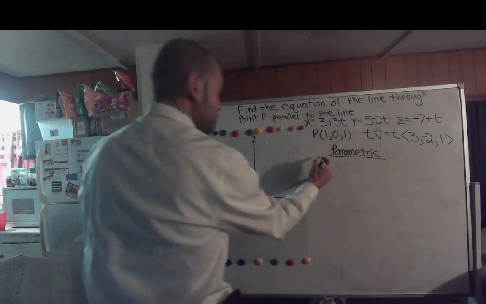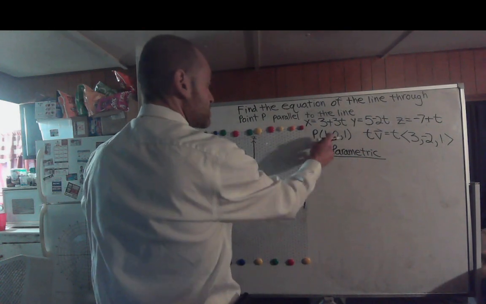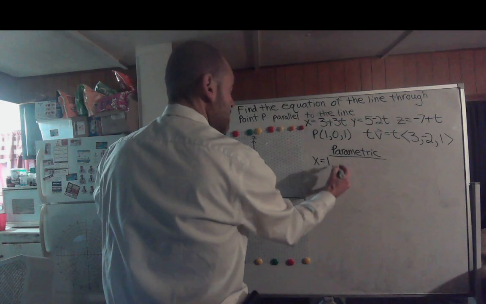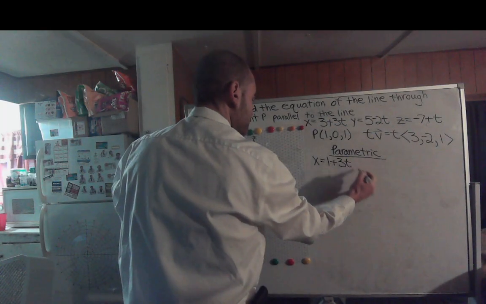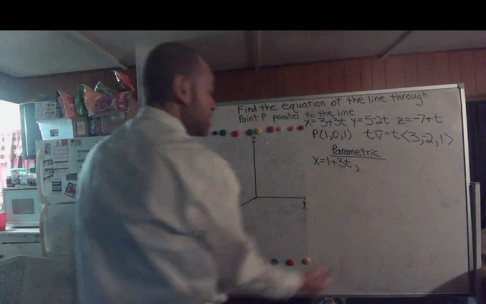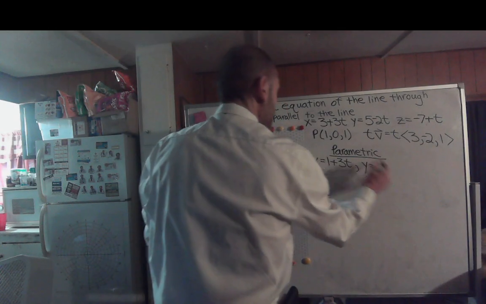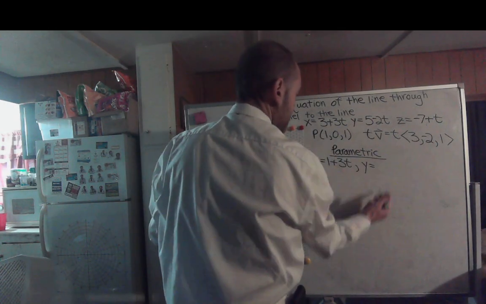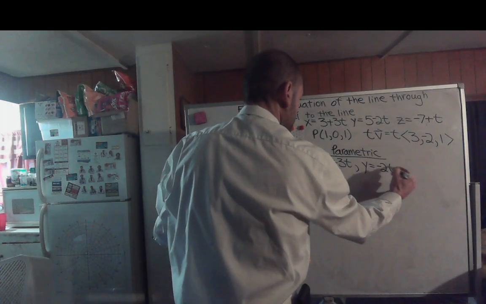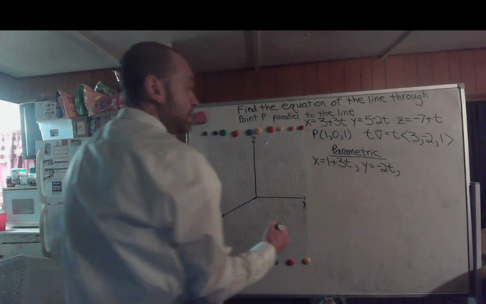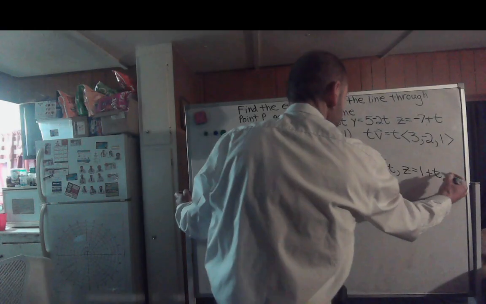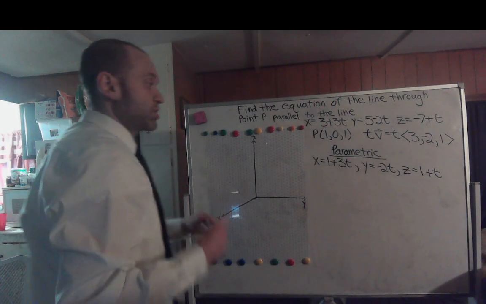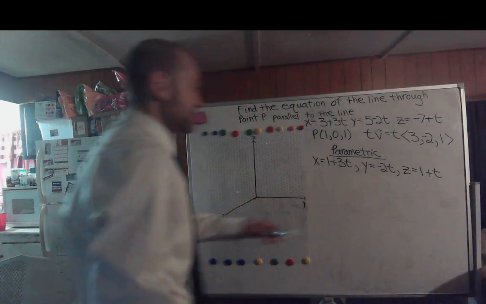So x would equal that x coordinate of 1 plus that 3 times t, so x equals 1 plus 3t. Y would equal that 0 plus negative 2t, or just simply negative 2t. Z is going to equal that 1 plus 1t, or simply 1 plus t. So those are your parametric equations for this line.